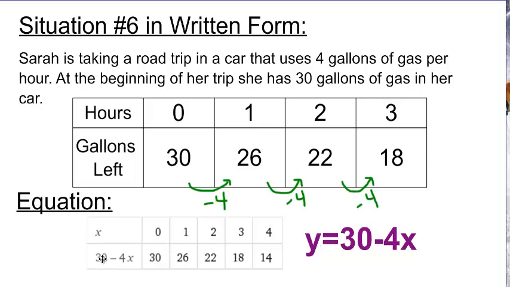Again, we can see that our equation is y equals 30 minus 4x in our situation. And here we have hours, which is on top, being our x. So x is the number of hours that she's driven, and y is the gallons remaining in her tank. So it says the gallons remaining in her tank is equal to 30 minus 4 gallons per each hour that she drives.